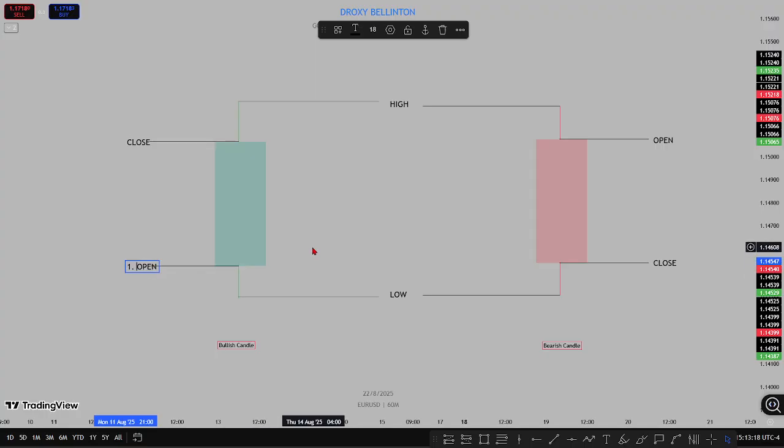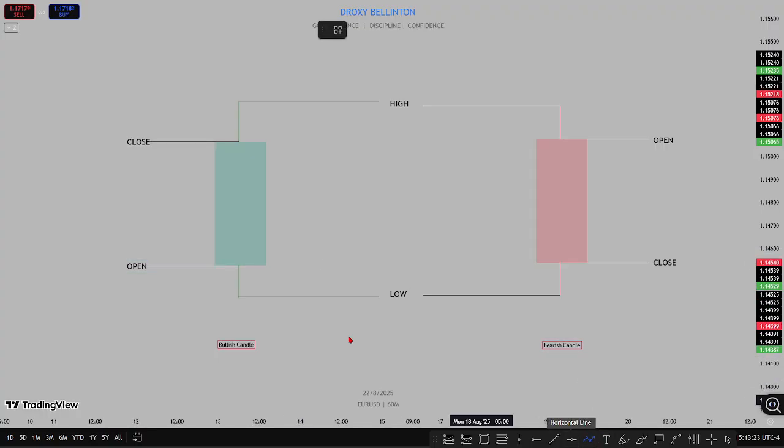Let me do it like this. Something like this. You get me? And then it comes to the high. Then it comes to the close. So it's like open, low, high, then that's what they close. The close of a candle is when the candle is dead. Then at the close of the candle, that's where a new candle starts to print.